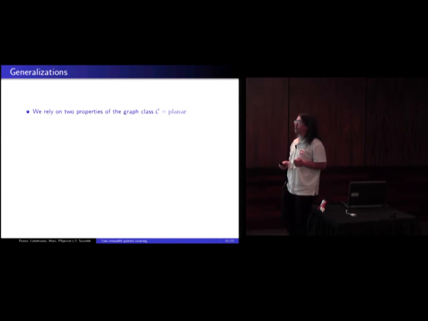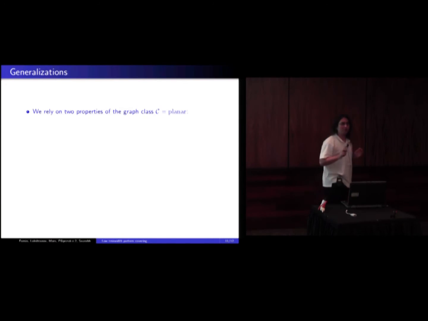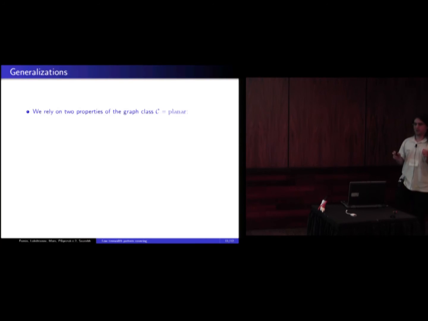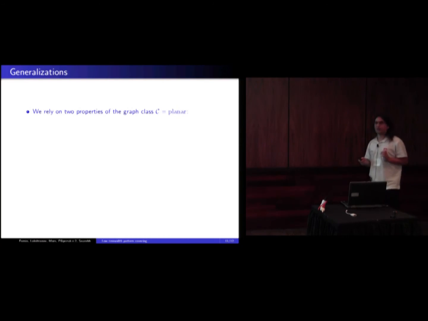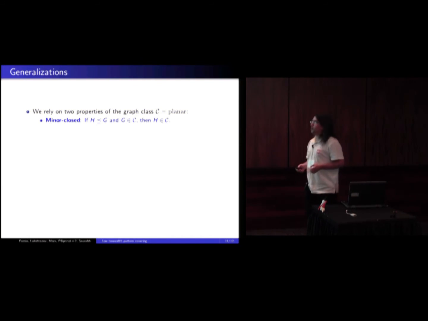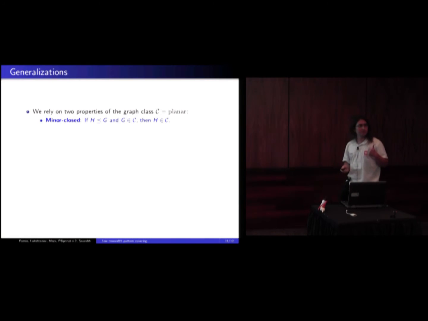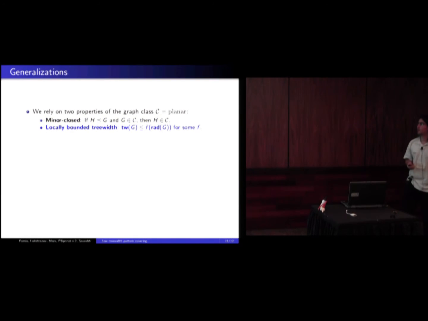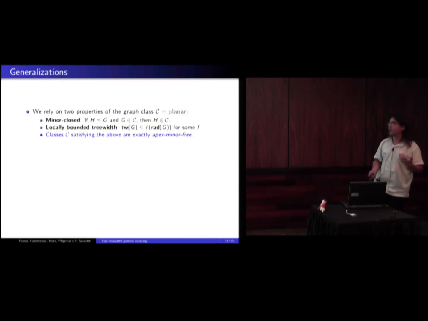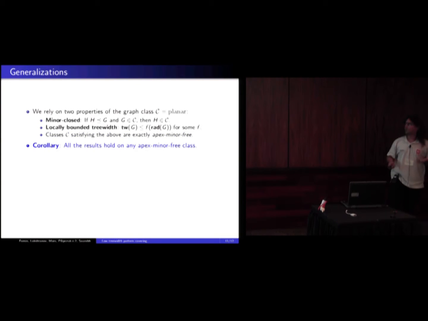So basically, in our proof, we only need 2 properties of the graph class that we are looking at. Namely, first that it is minor closed. And second that it has locally bounded tree width, namely the tree width of our graph is bounded by a function of its radius. So these 2 properties are exactly being apex minor free, and therefore our whole proof works in the apex minor free setting. Yes, we actually do not use the word planar in the proof.